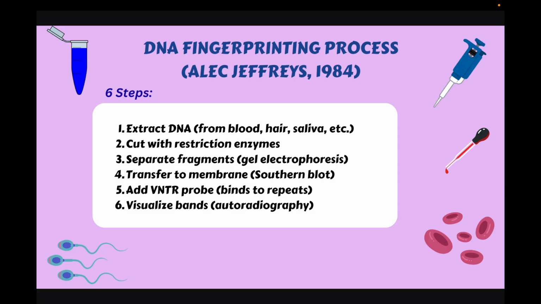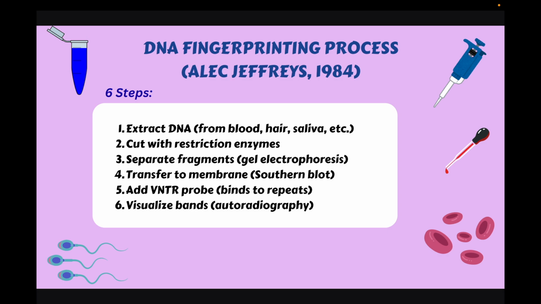In the gel, smaller pieces of DNA will travel farther due to low molecular weight. So the pattern on the gel will be smaller pieces at the bottom and larger DNA pieces on the top or in the middle. The next step is to transfer these fragments to a membrane. This is known as southern blotting.